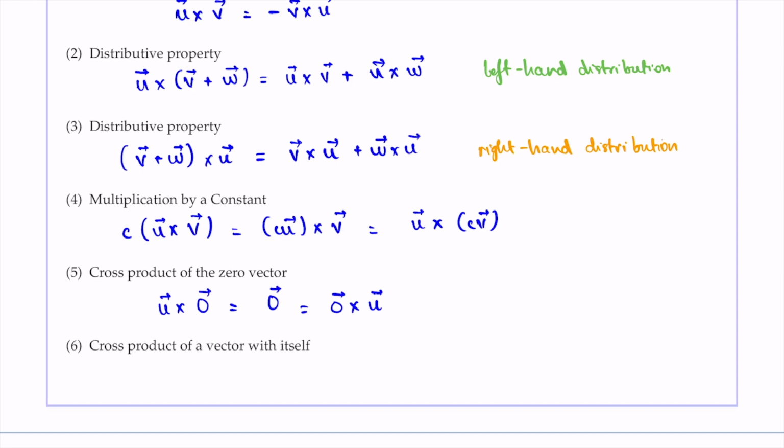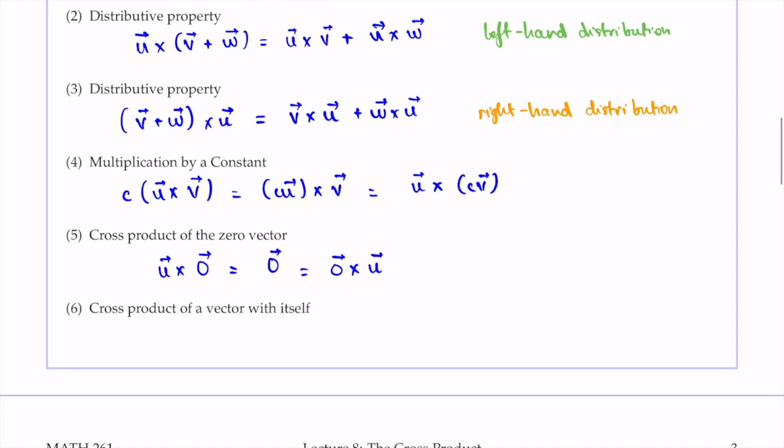Now, if you perform a cross product of a vector with itself, what you get is a zero vector. So u crossed with itself is equal to the 0 vector. These are the properties of the cross product that you may want to know. Later on, we're going to do some calculations and we'll experience these properties a little bit more.